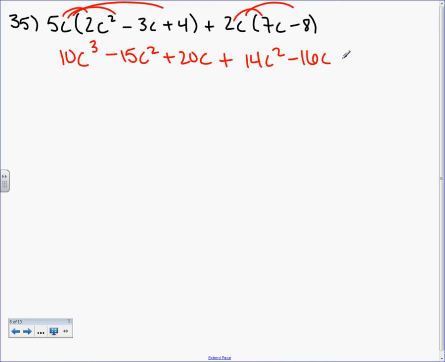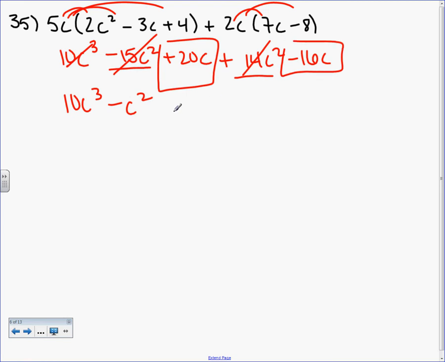So now you combine like terms. Typically, we try to write these in descending order, so I'm going to start with the c cubed. Are there any other c cubes? No. So you just write it down, cross it off so you don't accidentally use it again. Negative 15c squared and positive 14c squared gives me negative c squared. Cross them off. 20c and negative 16c is positive 4c.